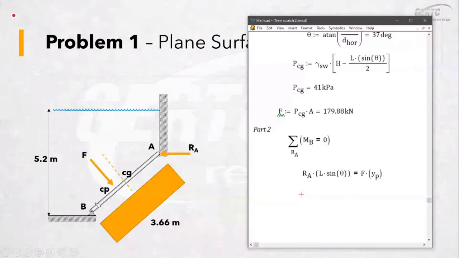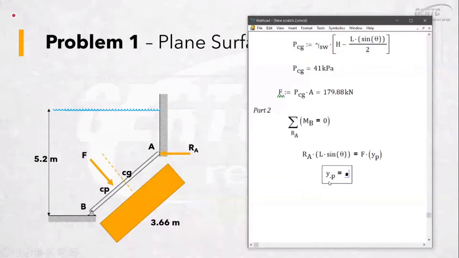How do we solve it? We can solve for YP if we can solve for the eccentricity. So let me write the formula first. YP is equivalent to half of the length, minus the eccentricity.